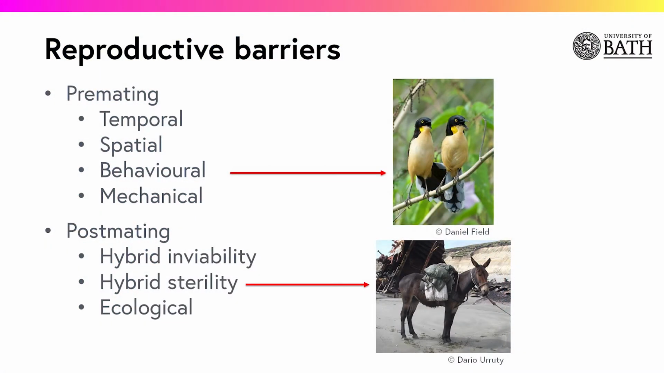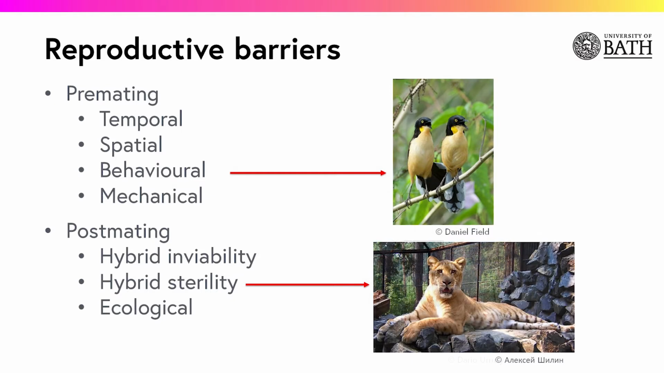Post-mating isolation includes the inability to produce hybrid offspring or problems in hybrids. For example, mules are sterile hybrid offspring of a female horse and a male donkey. Ligers are hybrids with tiger mothers and lion fathers. Male ligers are completely sterile, and females only rarely can produce offspring.